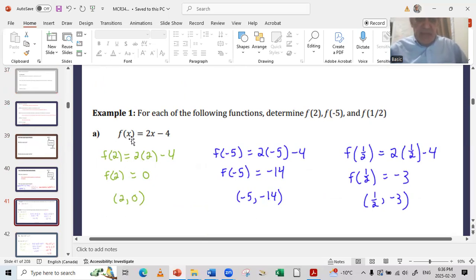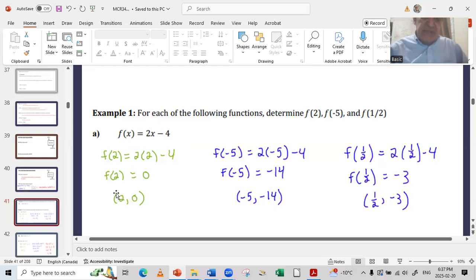As an example, f(x) equals 2x - 4, and you just want to find f(2). Just remove the x and put 2 instead. So here it will be 2 times 2, that's 4, minus 4, that will equal 0. So the point will be when x equals 2, y will equal 0.